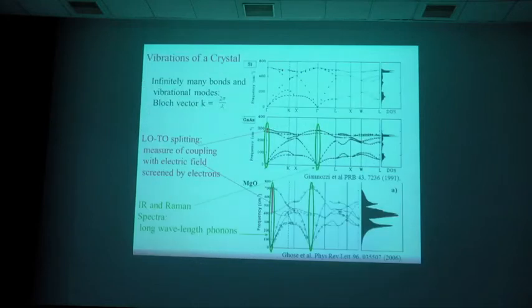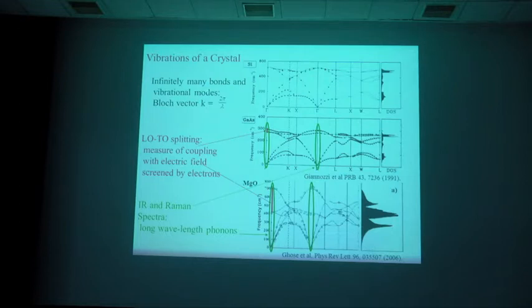Of course, if you take a crystal, it has infinitely many bonds, right? Infinitely many atoms, and as a result, you have infinitely many vibrations. And because you have a periodic structure in a crystal, all vibrations come in the form of waves. Those are called vibrational waves, and quanta of those are essentially phonons, okay? So this is one slide just to give you an example of what phonons of a crystal look like and what you can learn from them, okay?